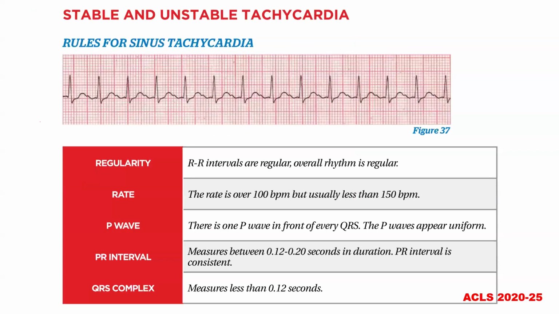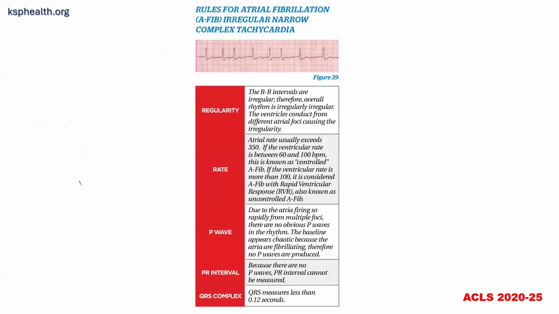So what are the criteria for sinus tachycardia? Similar to sinus bradycardia, sinus tachycardia has the same rules, except the heart rate is higher. RR intervals are regular. The rate is over 100 beats per minute, usually less than 150. There is a P wave in front of every QRS complex, and P waves appear uniform. PR interval normal, 0.1 to 0.2, and QRS complex normal. Only the heart rate is higher.